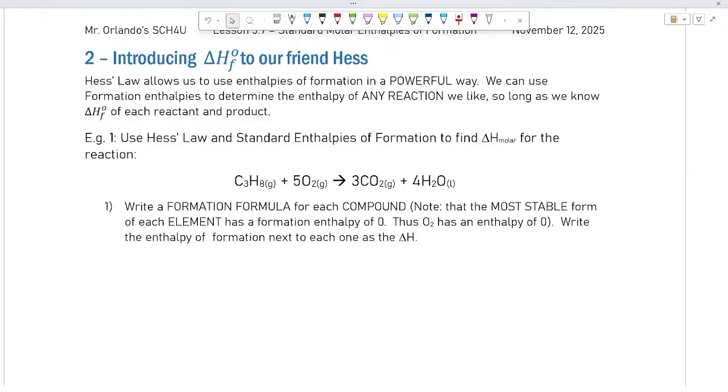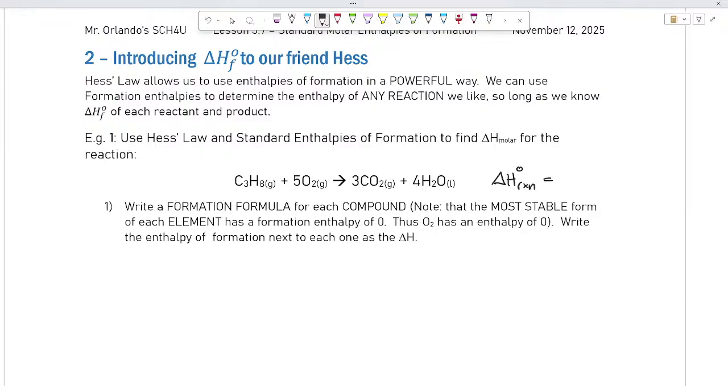Okay, look here. If I wanted to know the delta H of this reaction, if I wanted to know the standard enthalpy of this reaction, is this a formation reaction? No, this is a reaction I might want to know about. C3H8, what's that? Propane. This is burning propane.